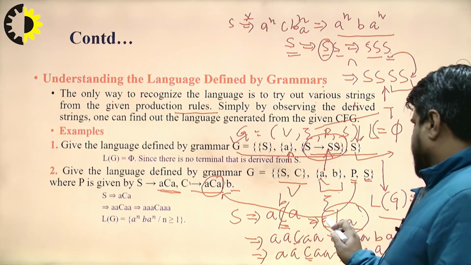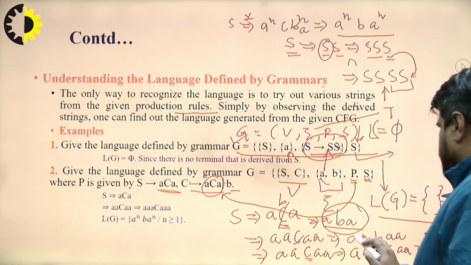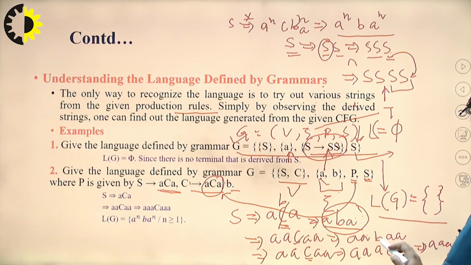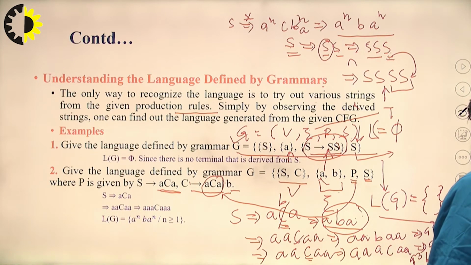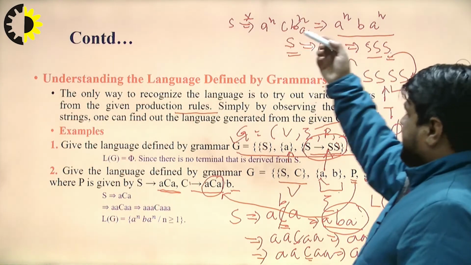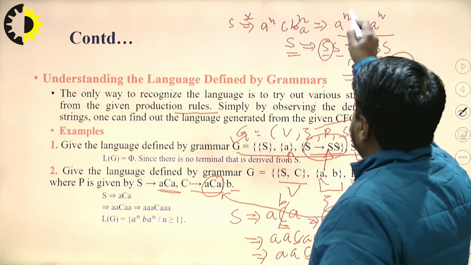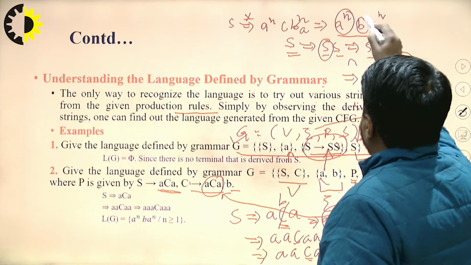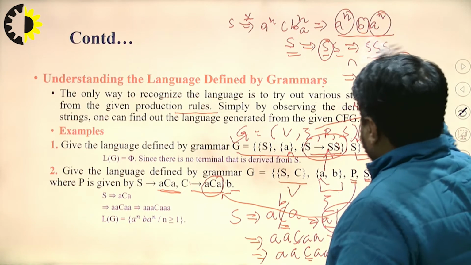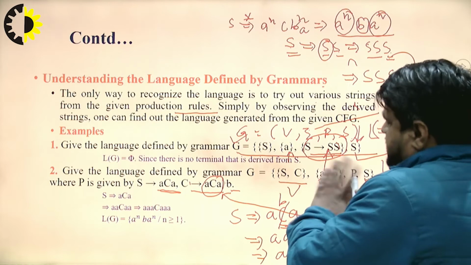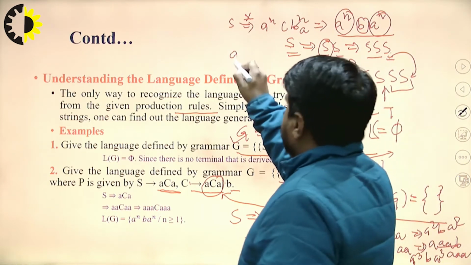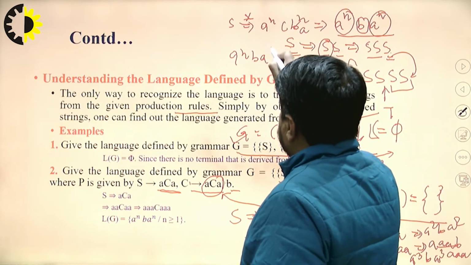You can see A, B, A. Meaning A square, B, A square. If you repeat this 3 times, you will get A cube, B, A cube. If you repeat it n minus 1 times, then you will get A power n, B, A power n. So ultimately, you can see it comprises the strings of type A power n, B, A power n, right?